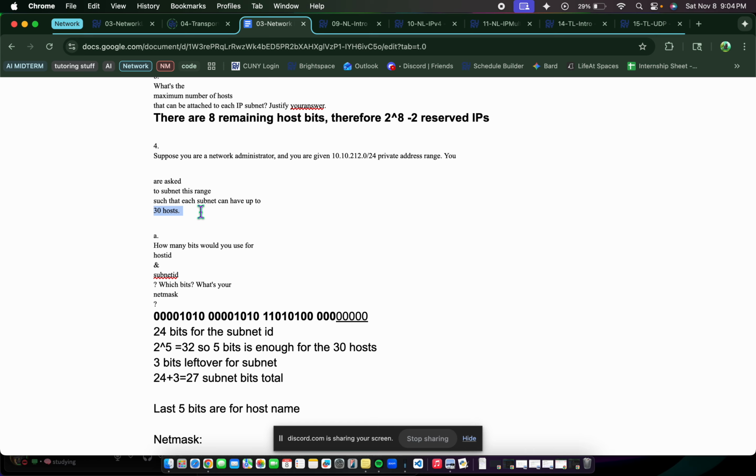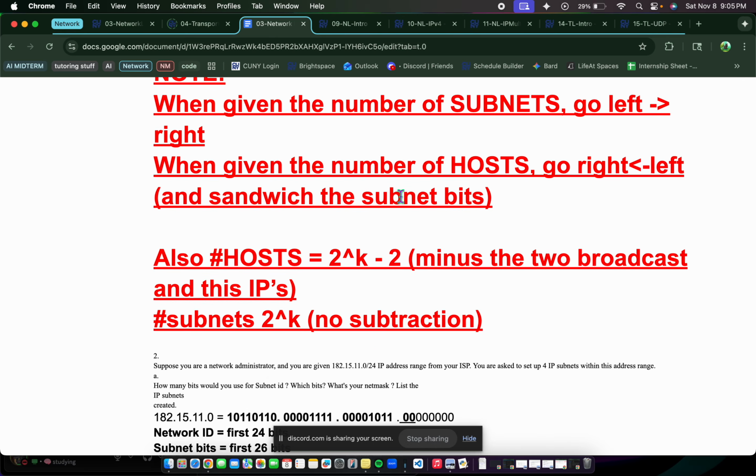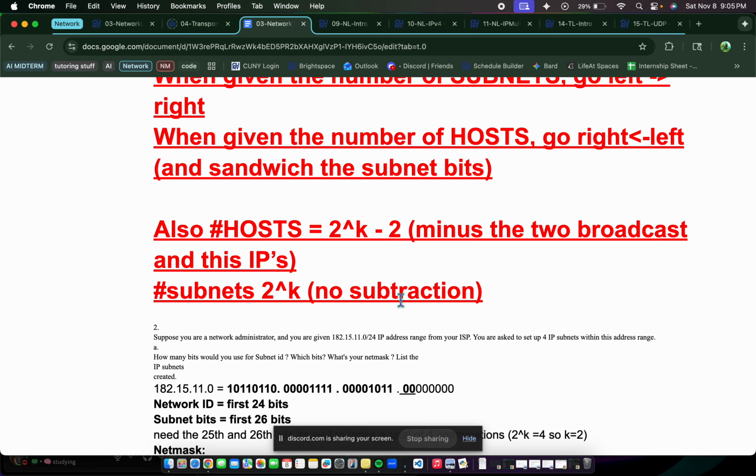So from that, we see we want 30 hosts. So how many bits do we need in order to make 30 hosts? Well, we can use the opposite of our formula. We know the number of hosts has to equal 30. So I could do 30 is equal to 2 to the k minus 2 and solve for the number of bits that we need.